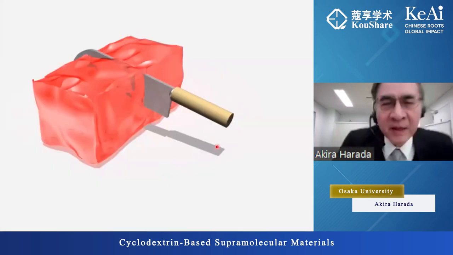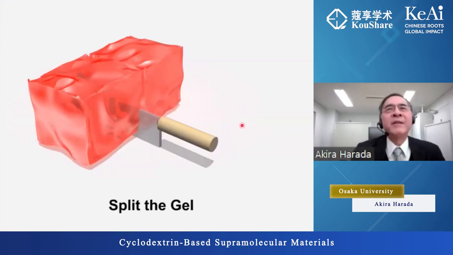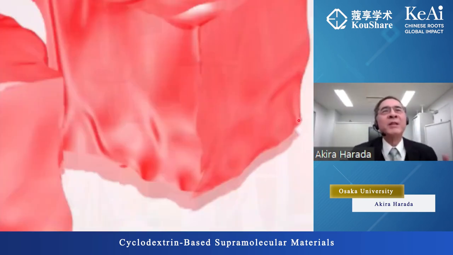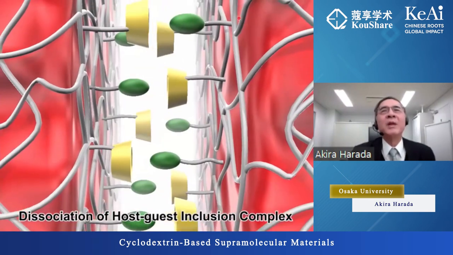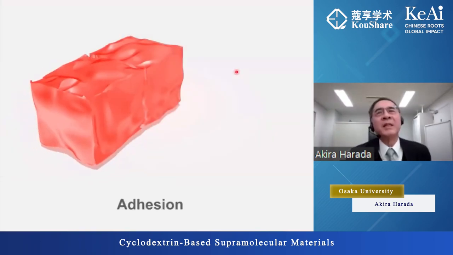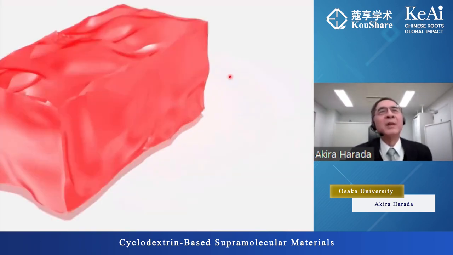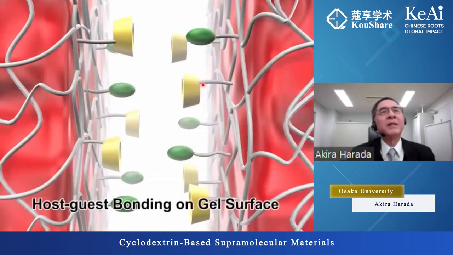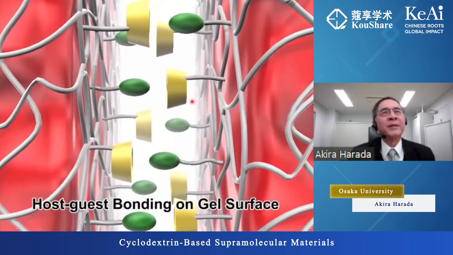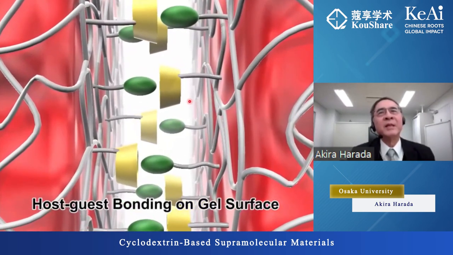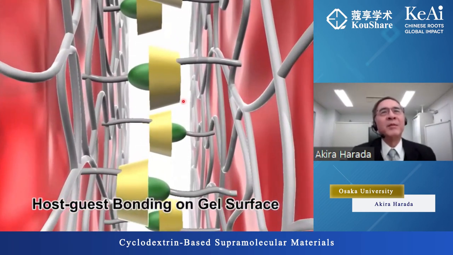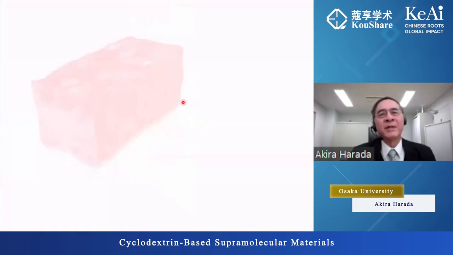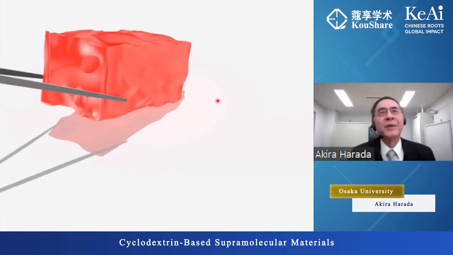Here, this is just an animation of the self-healing process. When the gel was cut in half by a knife, the interactions were broken. But when the gel pieces are brought in contact, the hosts and guests recover and bind again, so the gels adhere to give a single gel by the formation of the inclusion complex again, here.